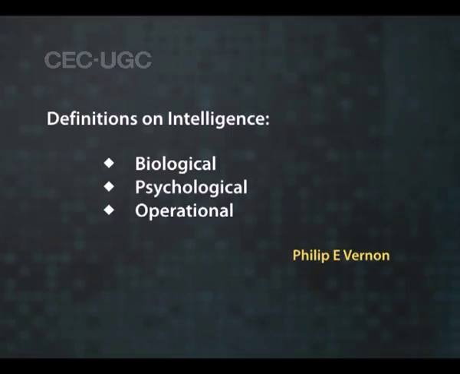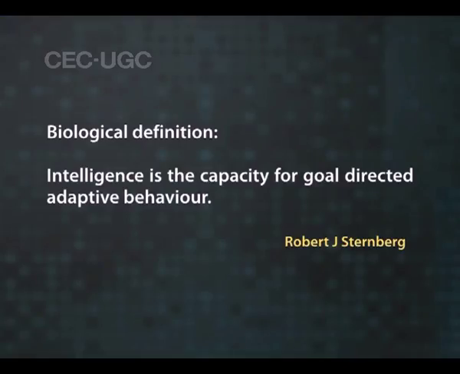There are so many definitions of intelligence available, and according to Vernon, there are three groups of definitions: biological, psychological, and operational. Biological definitions explain intelligence as related to adaptation to the environment. See the definition of Sternberg. According to him, intelligence is the capacity for goal-directed adaptive behavior. Psychological definitions stress the measurement of intelligence to compare and differentiate individuals.